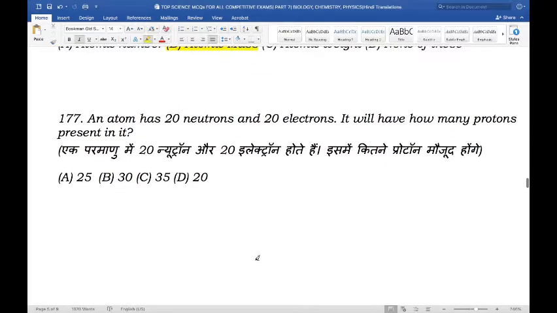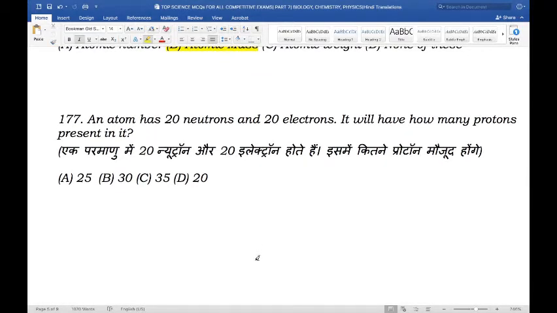Moving on to the next question. An atom has 20 neutrons and 20 electrons. It will therefore have how many protons? Is it A, 25 protons, B, 30 protons, C, 35 protons, or D, 20 protons? So if an atom has 20 neutrons and 20 electrons, it will have 20 protons.